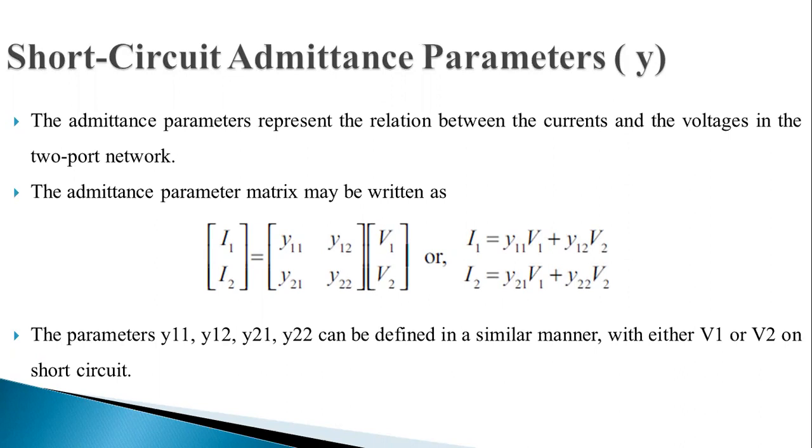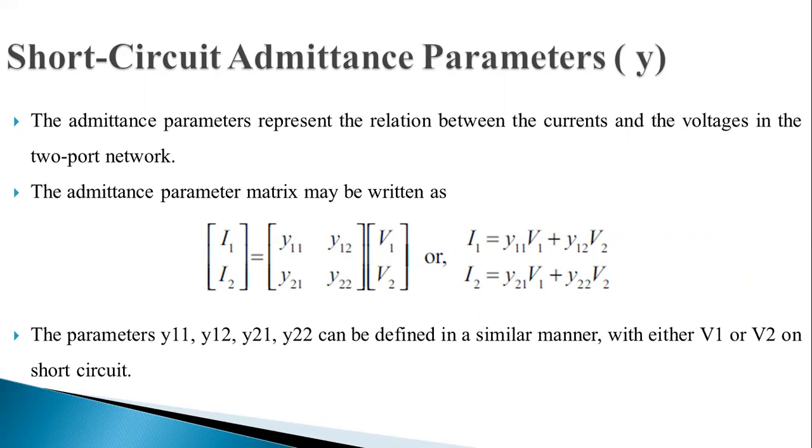It is also called the Y parameter. The admittance parameter represents the relations between the currents and voltages. As I already said, the currents are the dependent variables and the voltages are the independent variables. So the Y parameters of the two-port network are defined by expressing the two-port currents I1 and I2 in terms of the two-port voltages V1 and V2.